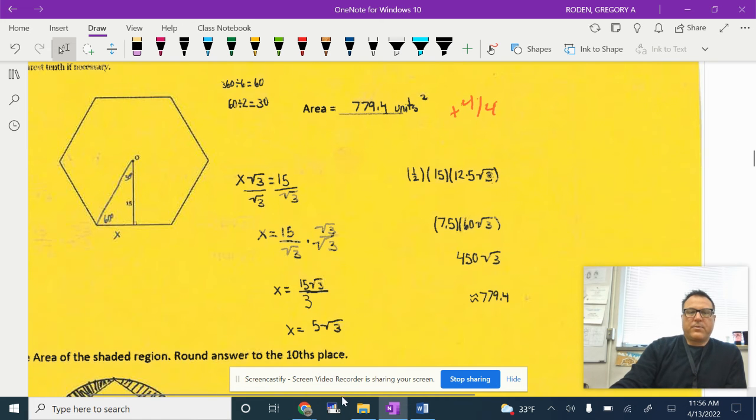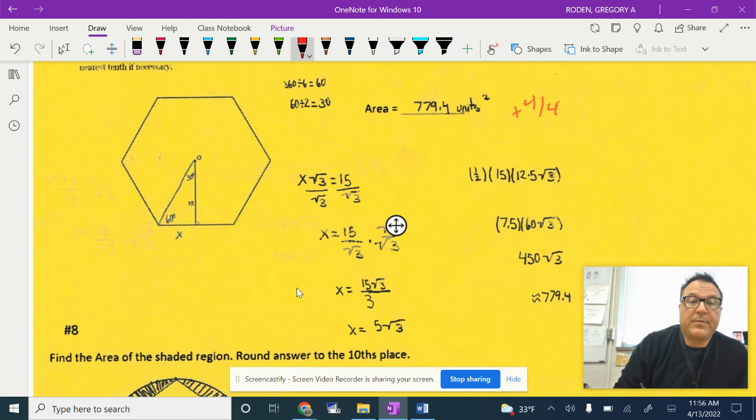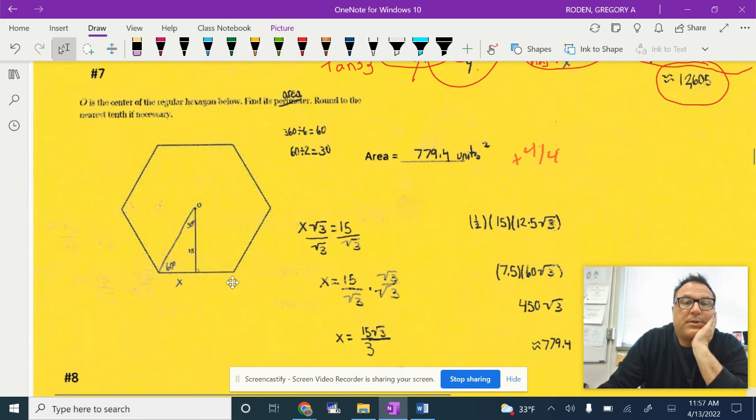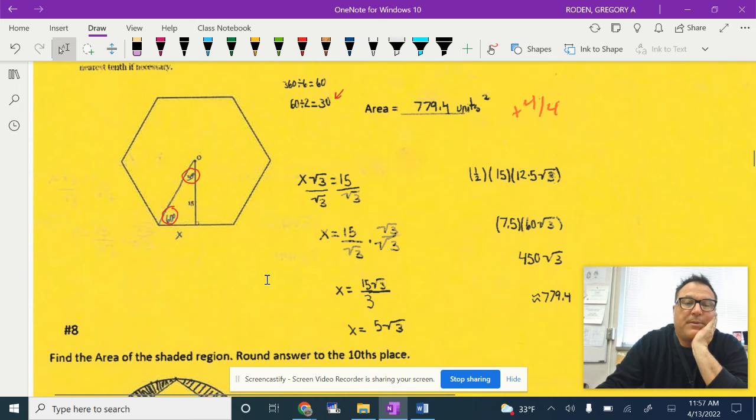All right, the next one. Now, this student chose to use 30-60-90 rules. First of all, what did this student do? They took 360 and divided it by 6 and got 60 degrees. And they divided that by 2 and got 30 degrees. So this angle right here is a 30-degree angle, and this angle right here is a 60-degree angle. Now, remember that, and then this is a 15 right here.